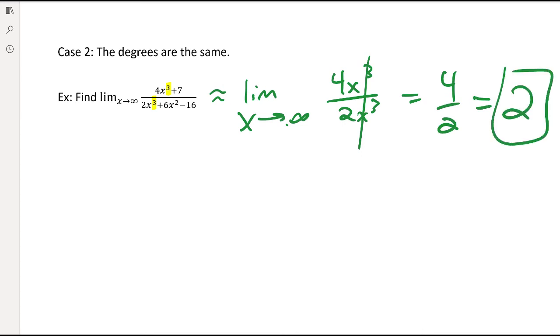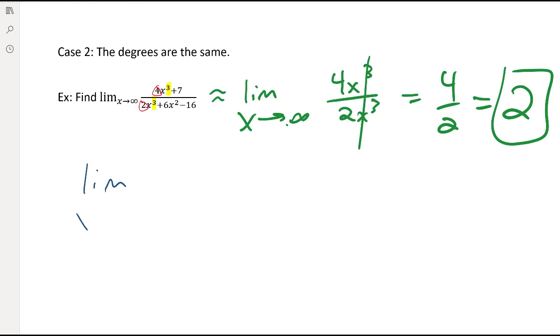So it turns out that when the degrees are the same, what you're going to do is divide the leading coefficients. Okay? You're going to divide that 4 and that 2. That's because as the x's get really, really, really large, those are the dominating terms. And since the degrees are the same, the limit, which is the horizontal asymptote, will be just the ratio or the division of those leading coefficients. Okay? One more quick example.